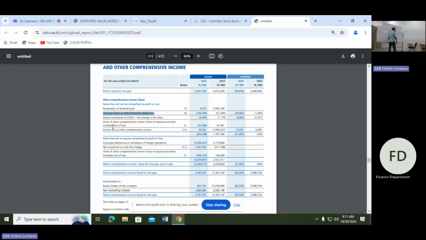What's the accounting treatment? Fair value less cost to sell. Here fair value less cost to sell. Here fair value less cost to sell. Here cost model or revaluation model. You have a choice. You can use cost model or revaluation model. So you can imagine, for a tea plantation, they can use the LKAS 16 cost model or revaluation model, right?